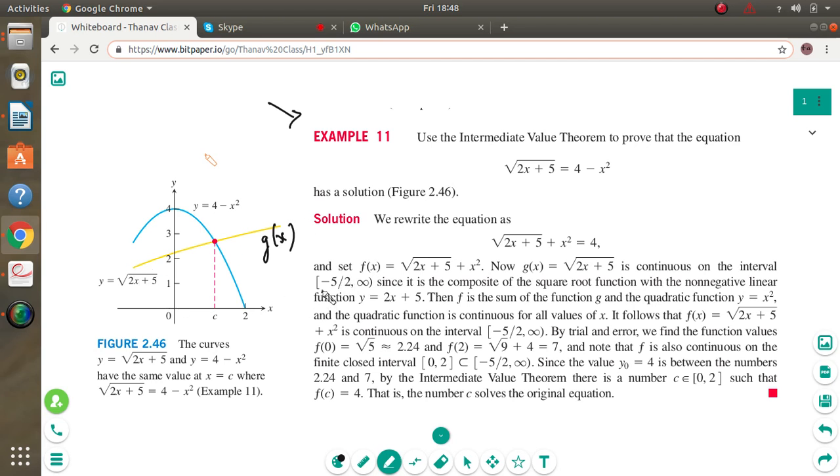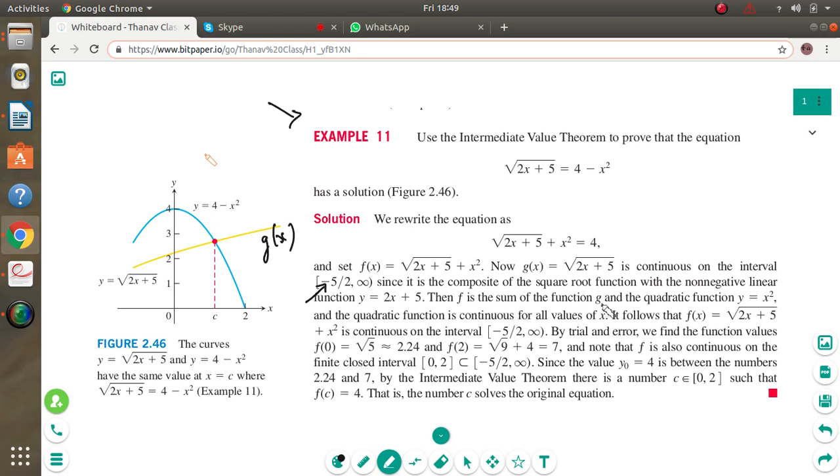My question is why it is minus 5 by 2? Why not minus infinity? Because after that it is like root of a negative, and root of a negative is not possible. At minus 5 by 2 it is 0. So we have the interval starting from minus 5 by 2 to infinity, since it is a composite of the square root function with a non-negative linear function y equals 2x plus 5.